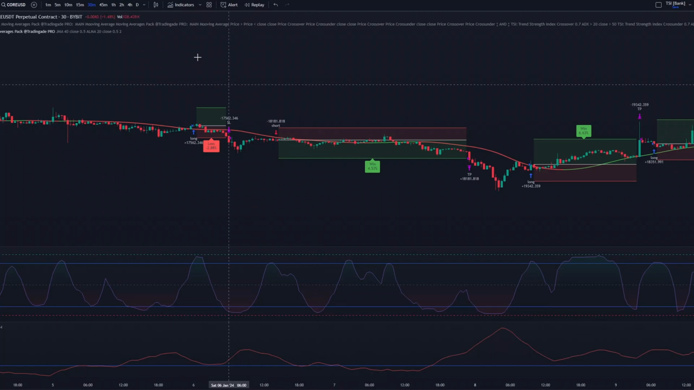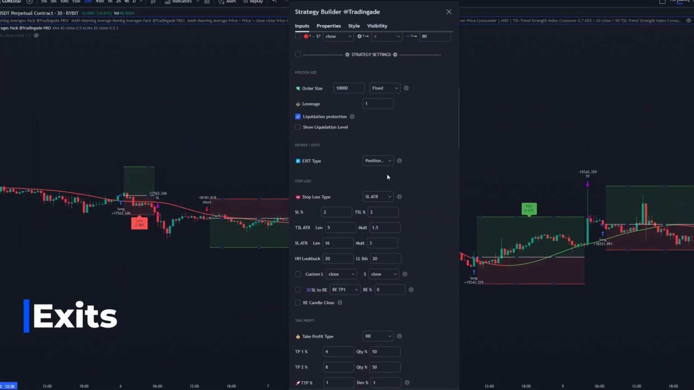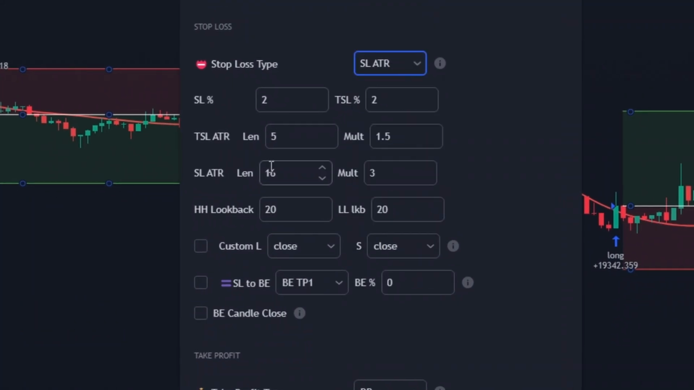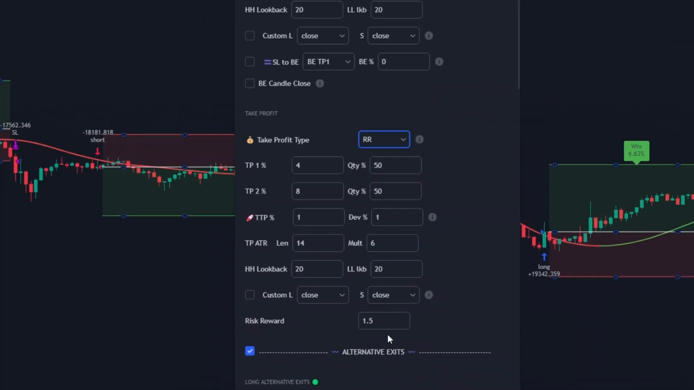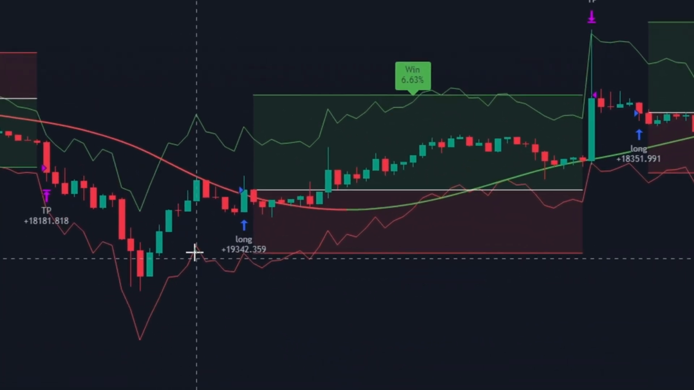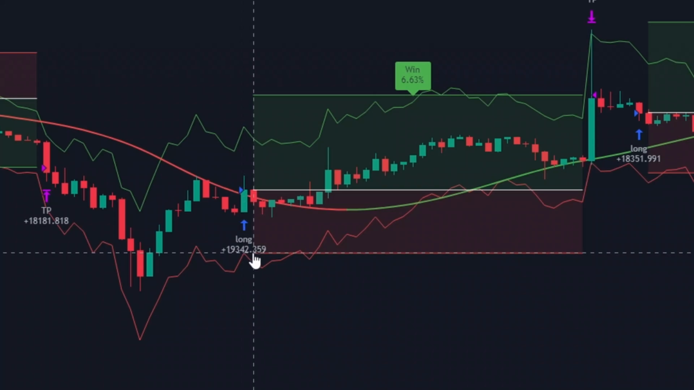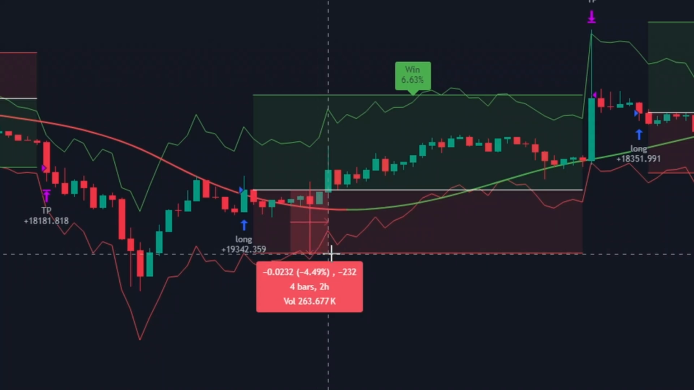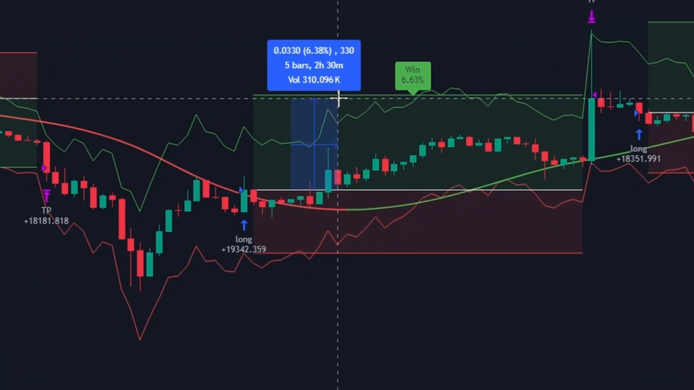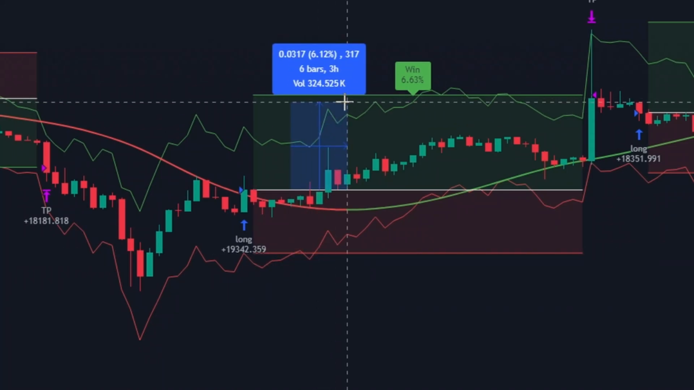Now it's time to set our exit rules. We're gonna set for the stop loss ATR with a length of 16 and a multiplier of 3, whereas for the take profit we're gonna set risk reward 1.5. As you can see here, we have our ATR levels and our stop loss is exactly at the ATR level at the moment of our entry position.